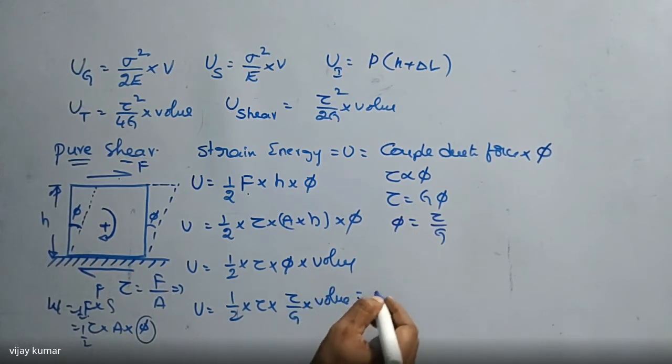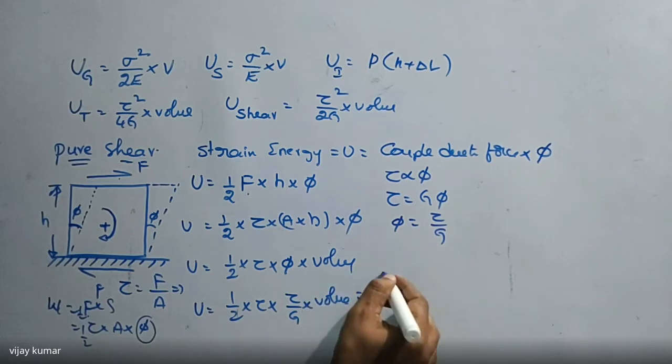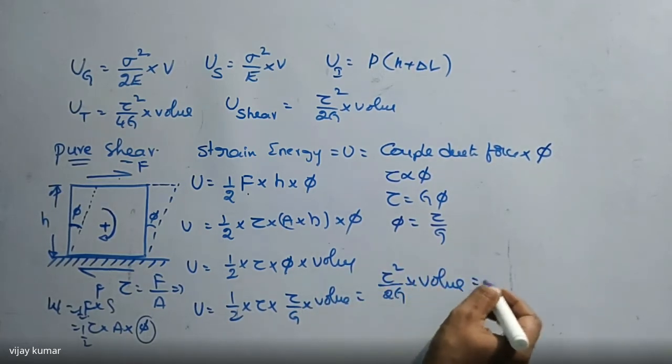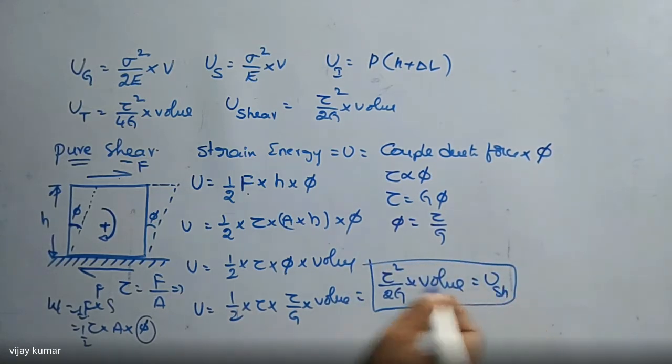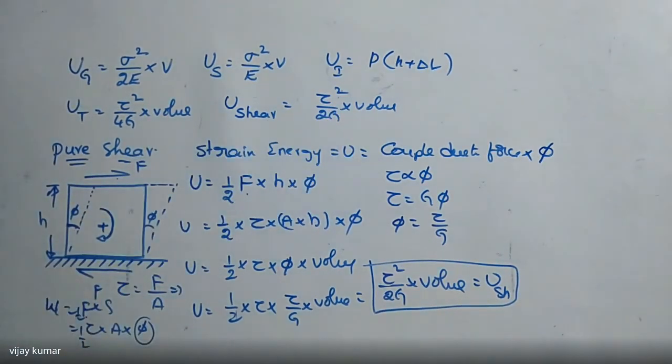Then what is the formula we get? That is 1 by 2 times G into tau square into volume. So this is the formula for strain energy under pure shear. This is the way of calculation of strain energy under pure shear. So I'm writing here tau square divided by 2G into volume. Got the point or not?